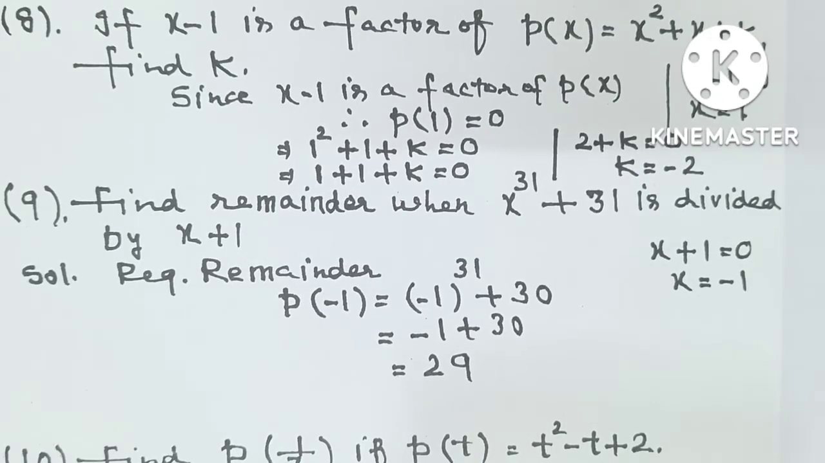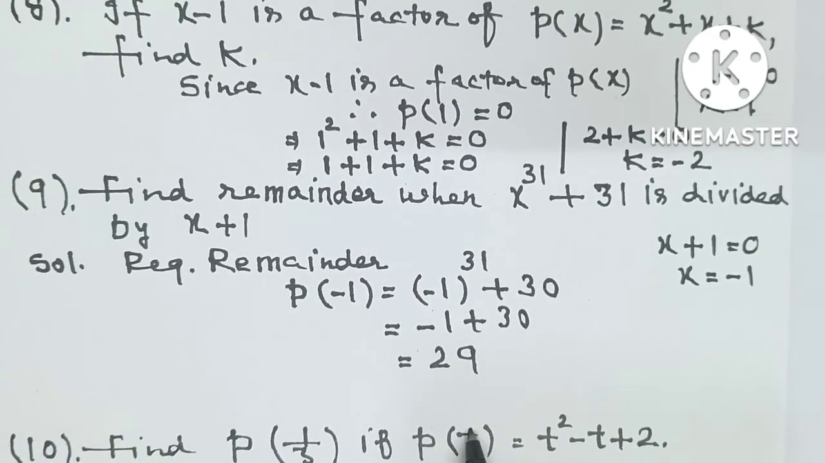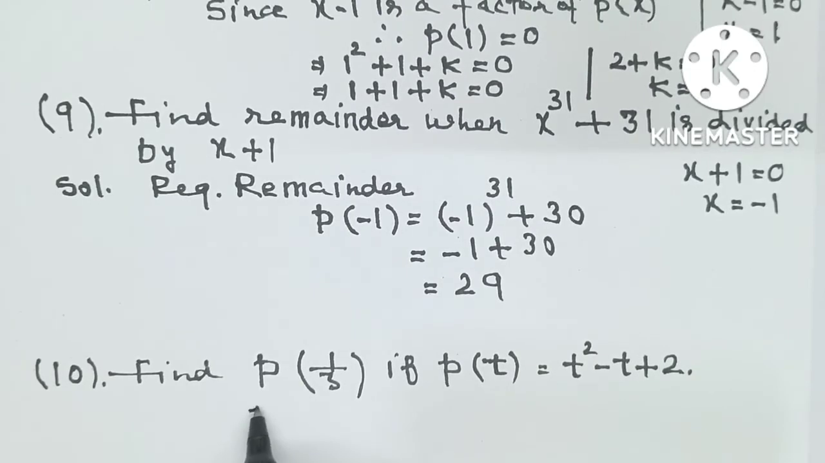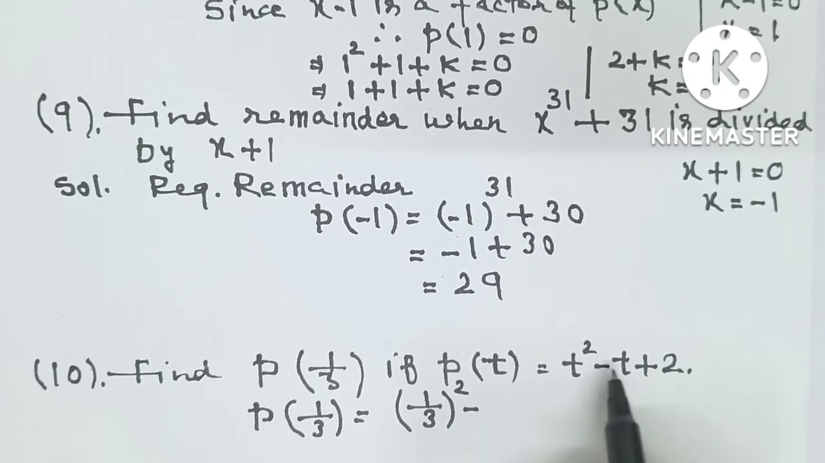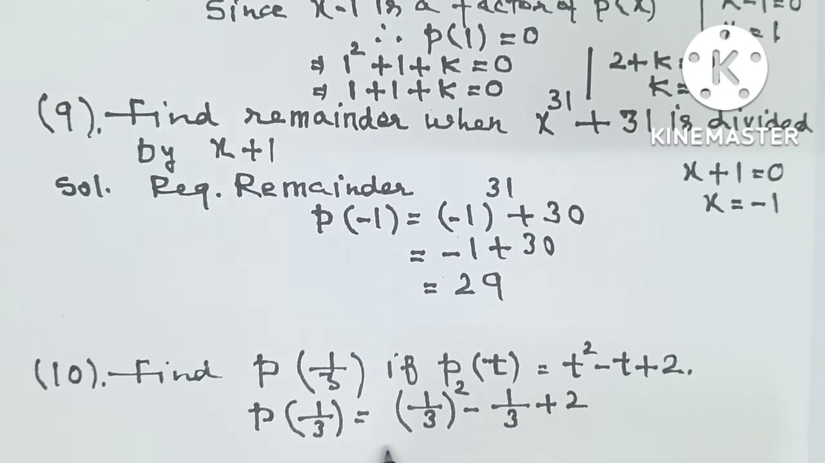Right? Now find p of 1 by 3 if p of t is this. So simply we are to find p of 1 by 3. So wherever t is there you put 1 by 3. So (1 by 3) whole square minus, in place of t, 1 by 3 plus 2. It is 1 by 3, 3 threes are 9, minus 1 by 3 plus 2 over 1.